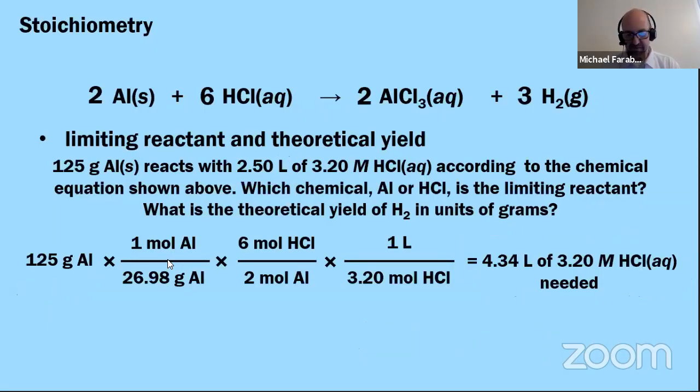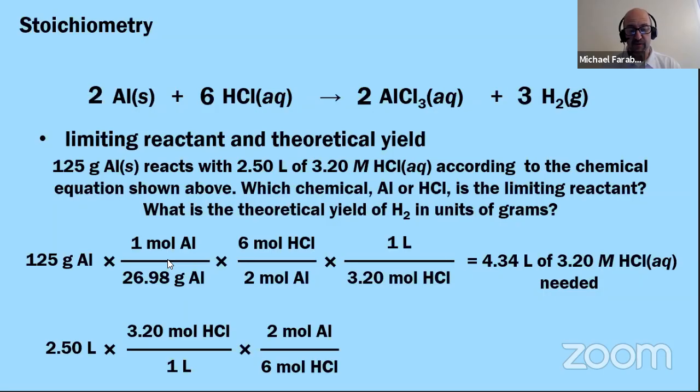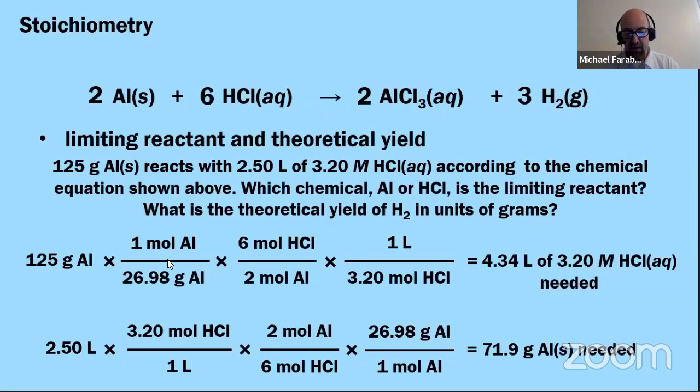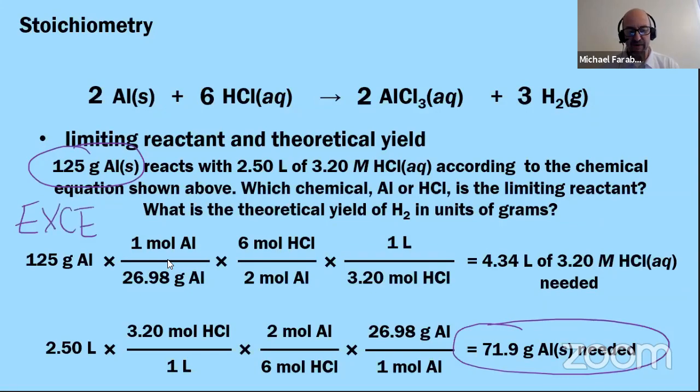If we go the other way and start with the hydrochloric acid, convert that from liters to moles using molarity, convert to moles of aluminum using the coefficients, and then finally to grams with the periodic table, notice that the amount of aluminum that I need is less than what I have available. So it is the aluminum that is present in an excess amount because I have more aluminum available than I need to completely react with the hydrochloric acid.